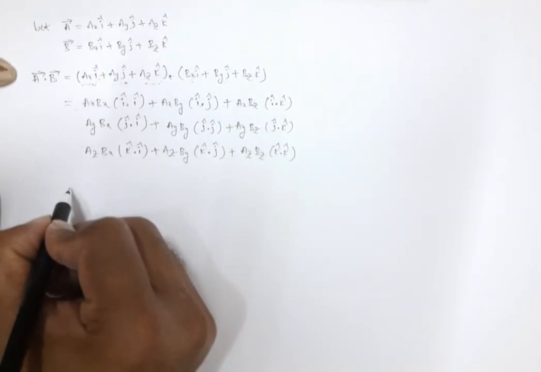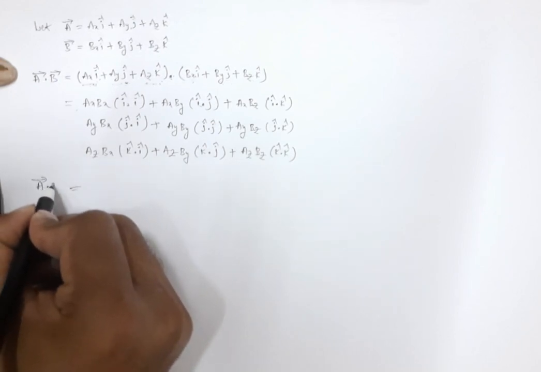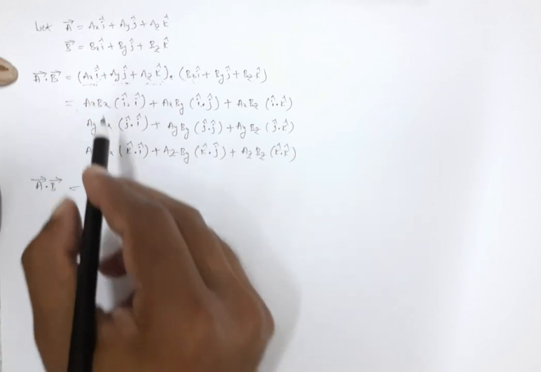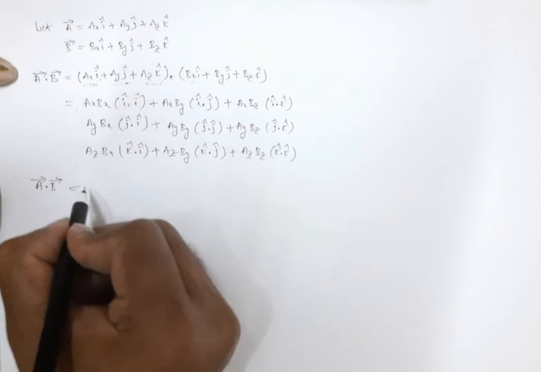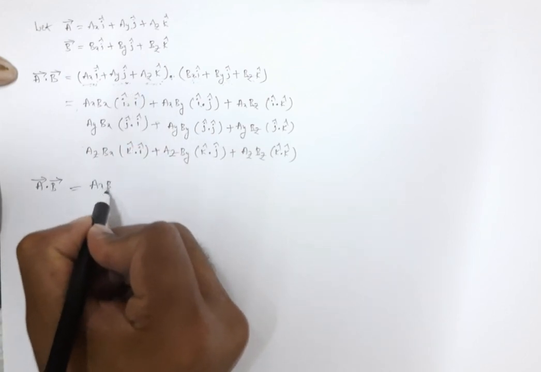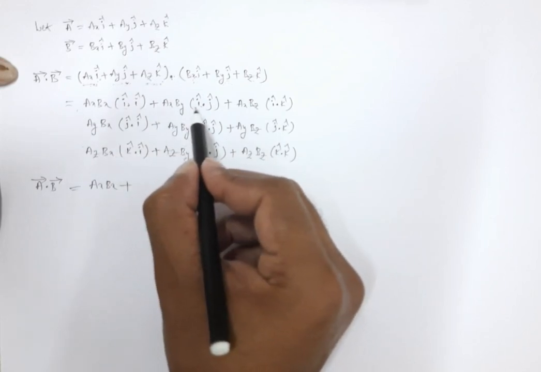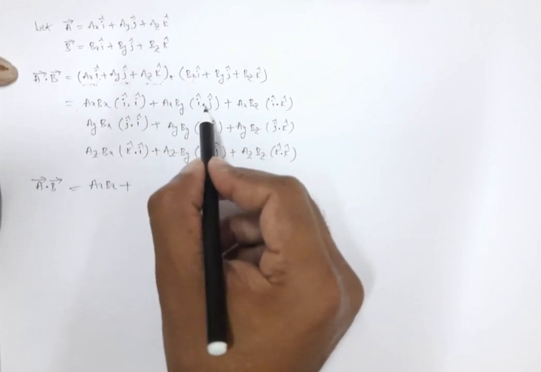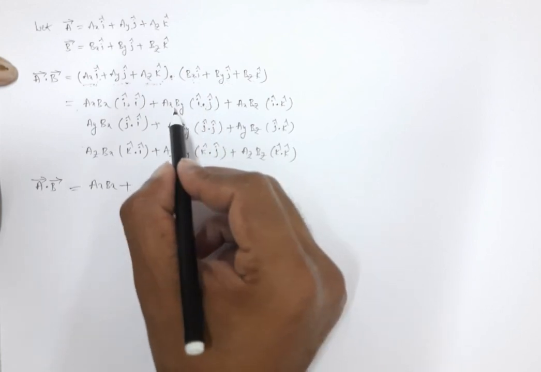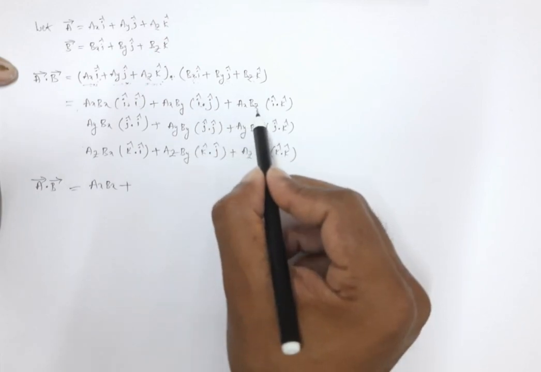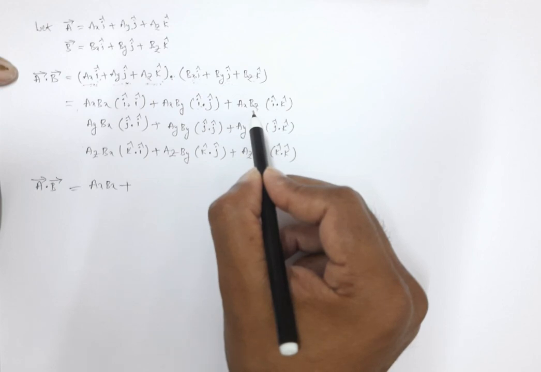Now let us see this one. This side we have a bar dot b bar, and this side we have ax bx into i dot i. I dot i is equal to 1, so we can write ax bx, no need to write 1. And ax by, i dot j: just now we have seen i dot j is equal to how much? 0. So 0 into something is 0, no need to write. And ax bz, i dot k, that is equal to 0, so no need to write this one also.